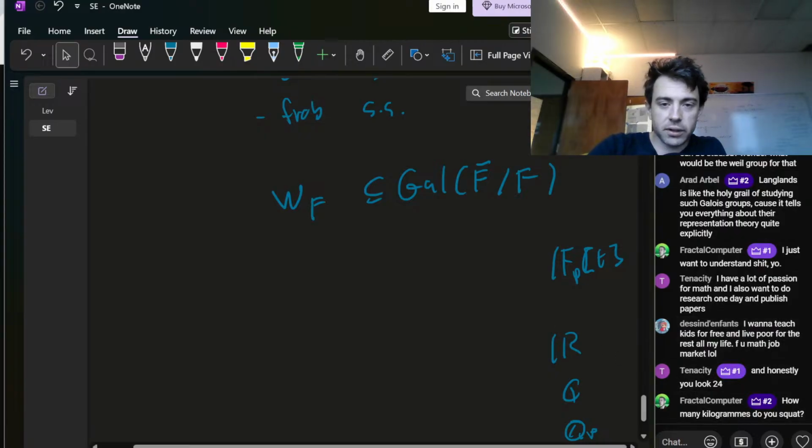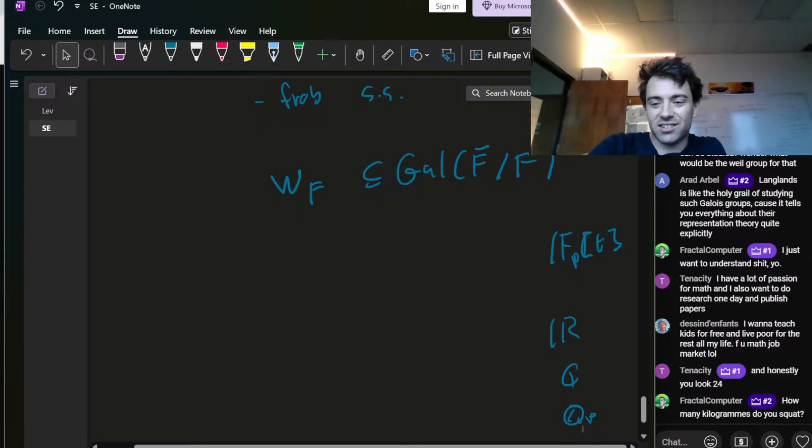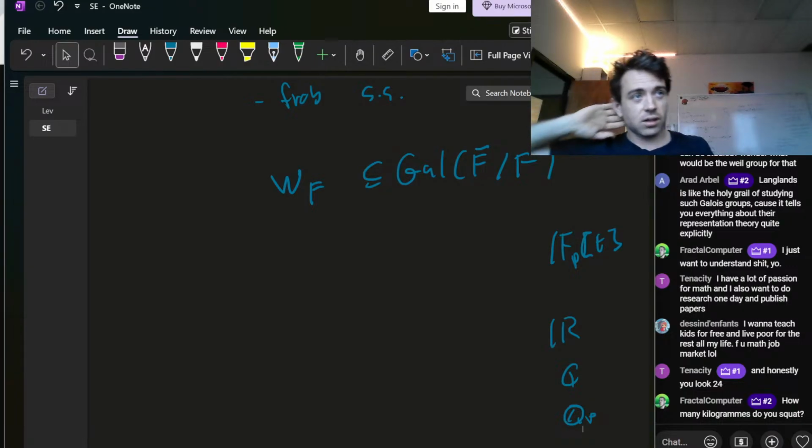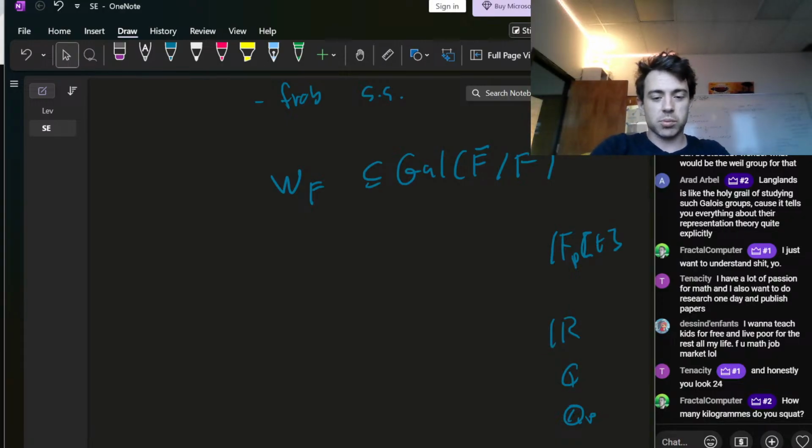How many kilograms do I squat? I've stopped squatting recently because it just wrecks me, especially when I'm going hard. But I think before I was doing maybe 150 for 5 sets of 10-ish. No, that's probably a little more than what I was doing at the peak. But I did the leg press the other day. Let me show you.